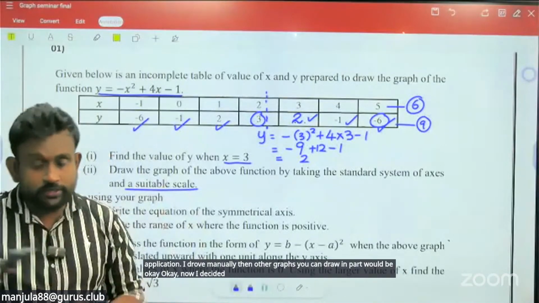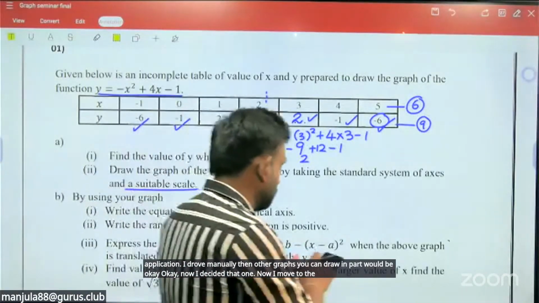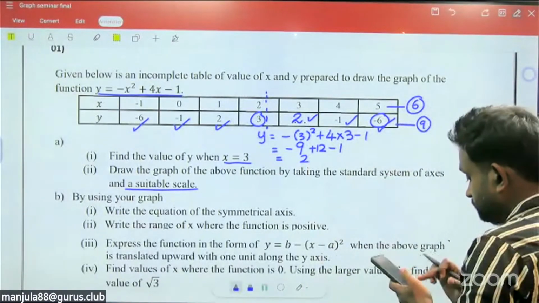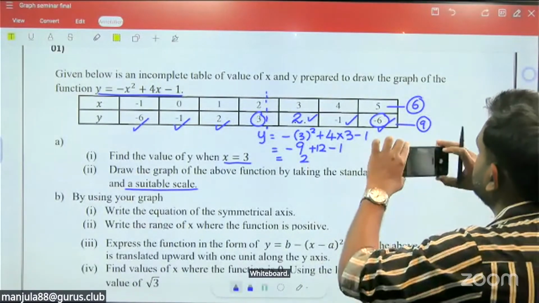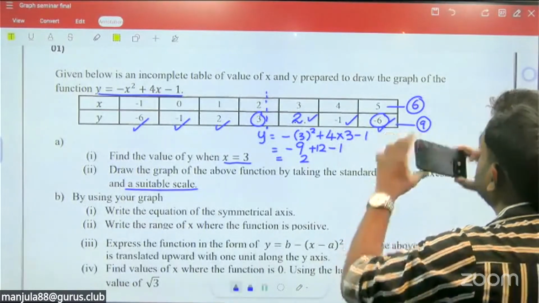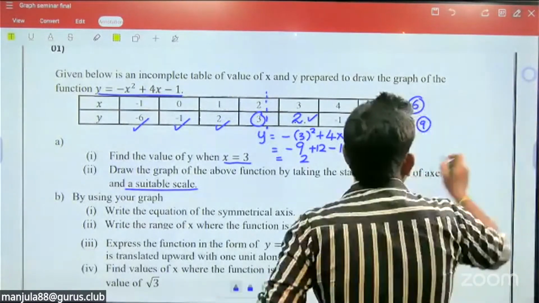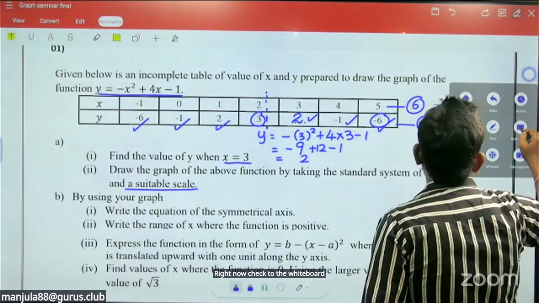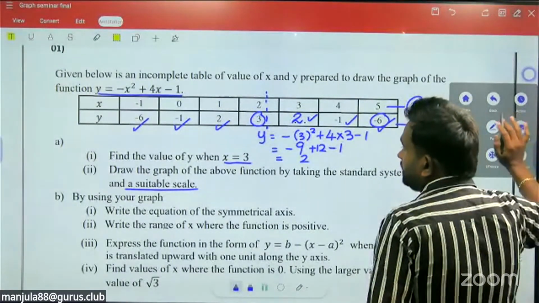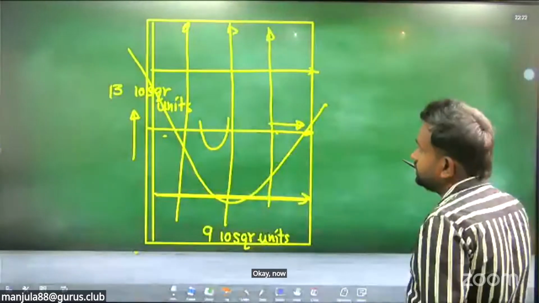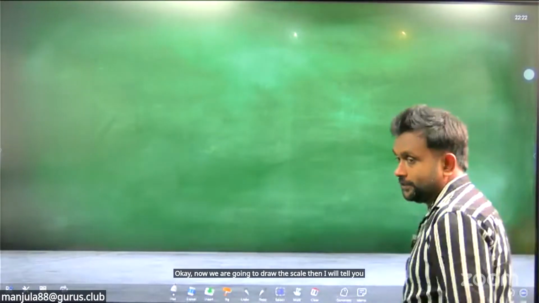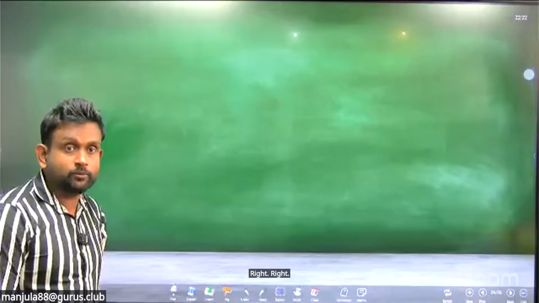Now I move to the whiteboard. Right, now check the whiteboard. Okay, now we are going to draw the scale, then I will tell you. Right, now imagine I have a graph paper.